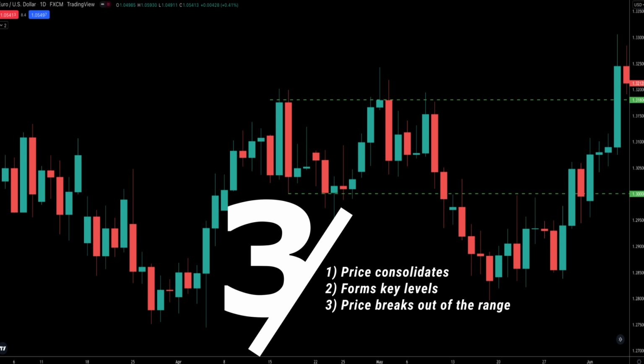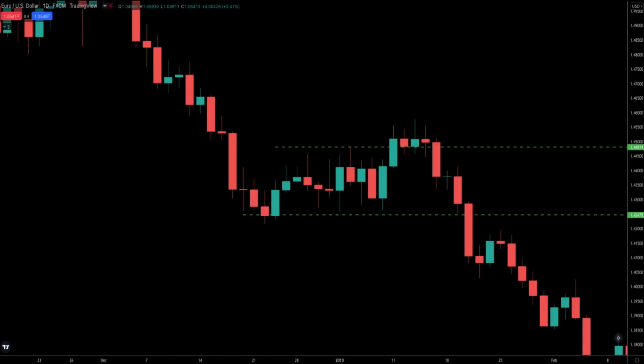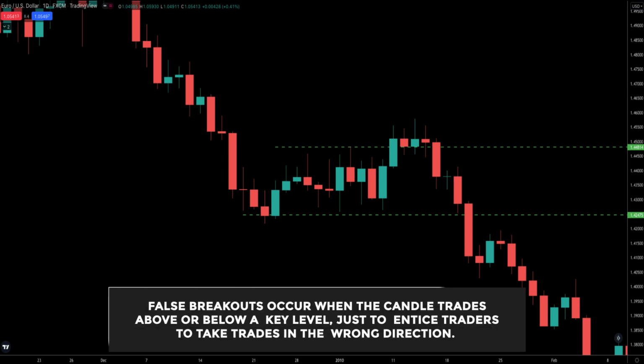After identifying the presence of key levels in the price range, the next step is to identify the direction of the breakout. This is important because the financial market is highly manipulated, and consequently, a lot of traders fall for false breakouts. False breakouts occur when the candle trades above or below a key level, just to entice traders to take trades in the wrong direction. This does entice a lot of inexperienced traders and leads to losses.